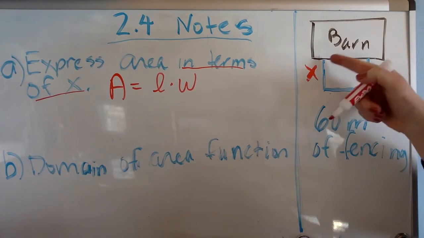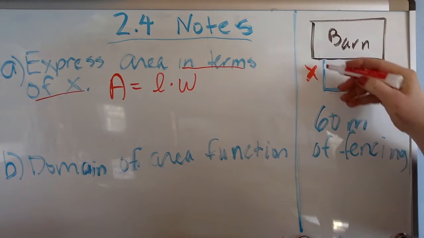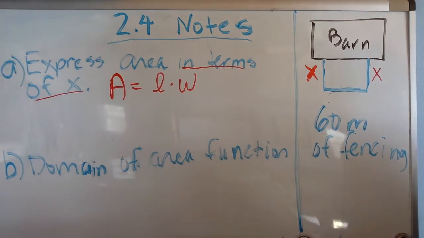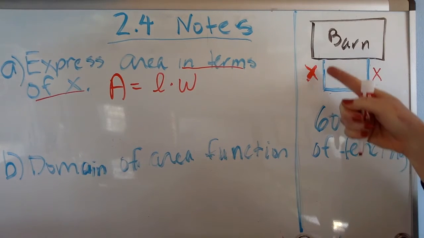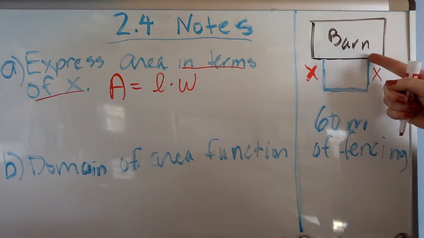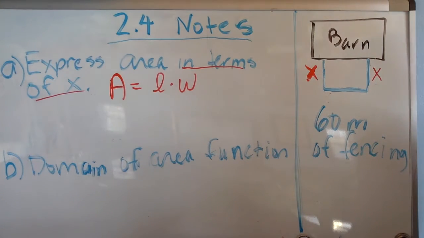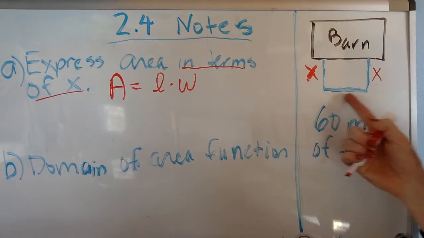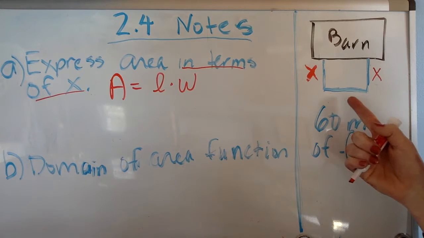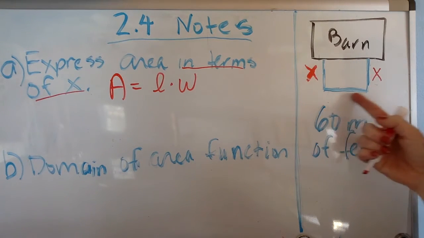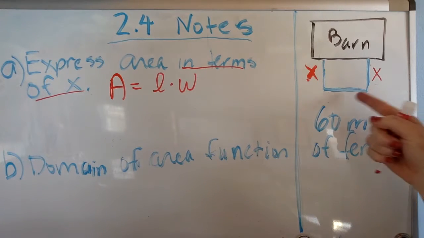Well, if it's a rectangular pen, x meters is here. That x meters is also going to be here too because it's a rectangle. Opposite sides are the same length. If this was 10 meters and this was 10 meters, that would be 20 meters of fencing already used up. That would only leave me 40 here. So I can express this side of the dog pen in terms of x.